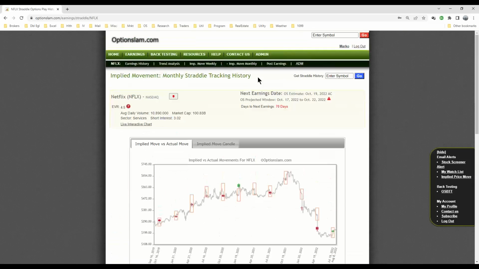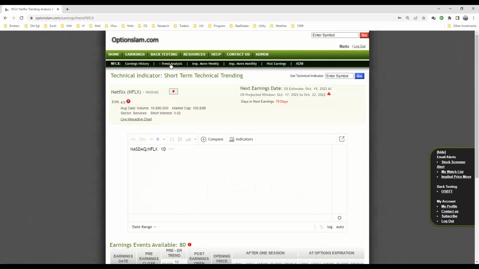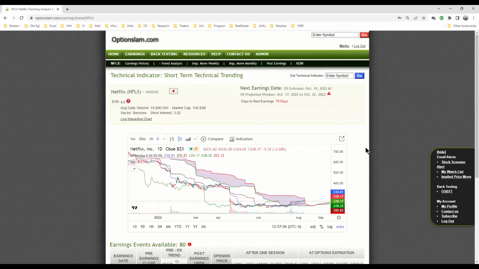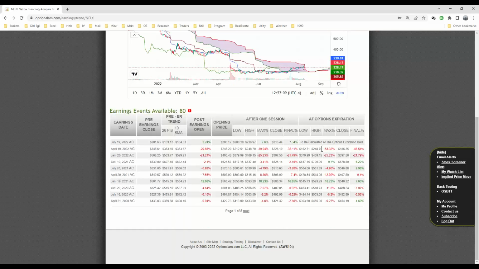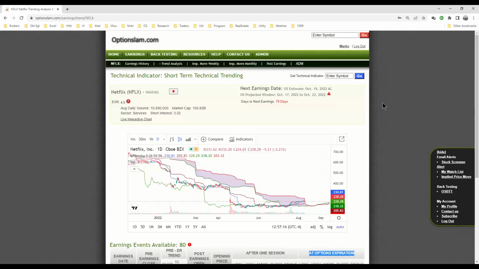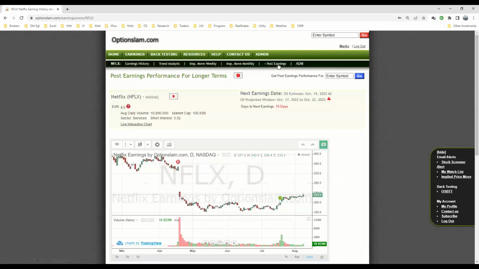And again, to take that further and beyond the one day, you can go to trend analysis to see where that would have ended up come options expiration day, third Friday of the month. Another way to see even more information about what happened after the earnings event is to go to our post-earnings page. We're staying on this stock, I'm just changing pages. Staying on Netflix.